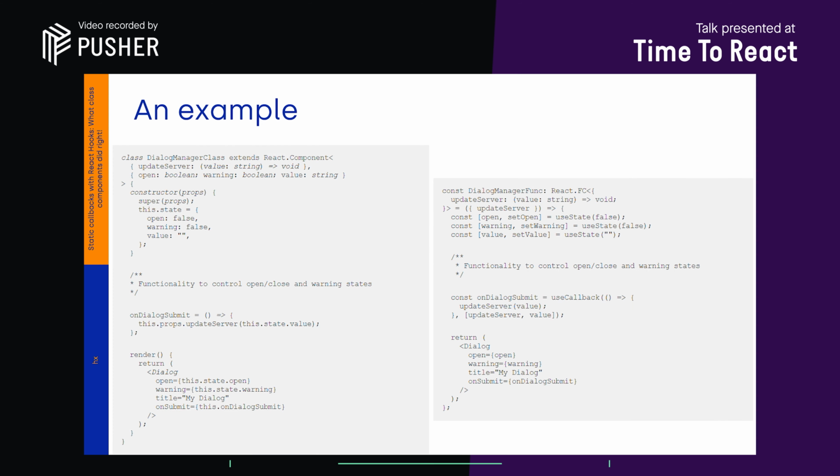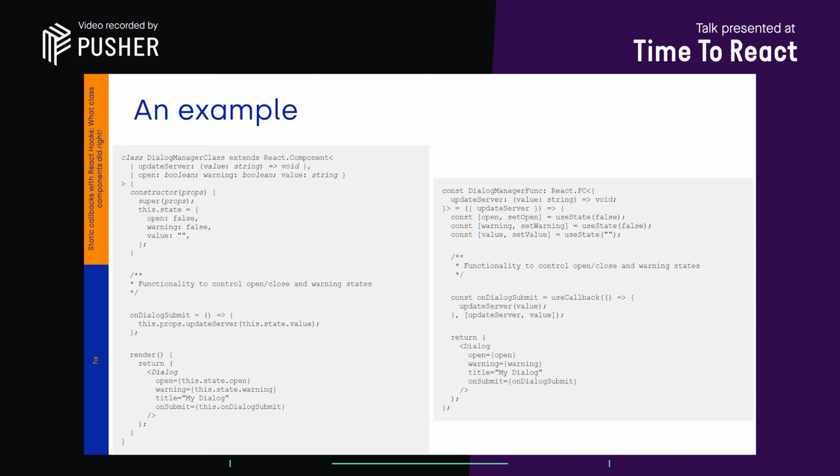Well, here we have it as a functional component with hooks, and it's broadly the same. It still takes the updateServer prop. We're using the same internal state, it's just set in a more split out, hooksy kind of way. We could do this with a single useState with an object pattern, but here it's more clear, I think, and we're not really using it anyway. We map across the same functionality to control open, close, and warning states, but where the crucial difference lies is in the callback. So we have this onDialogSubmit that now is a useCallback that calls updateServer with value.